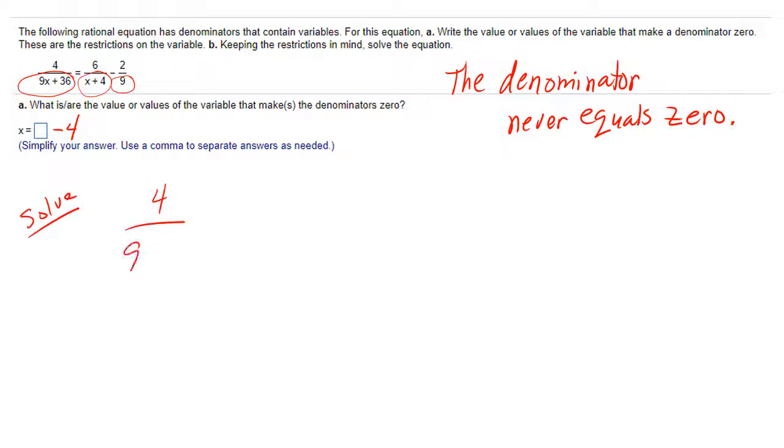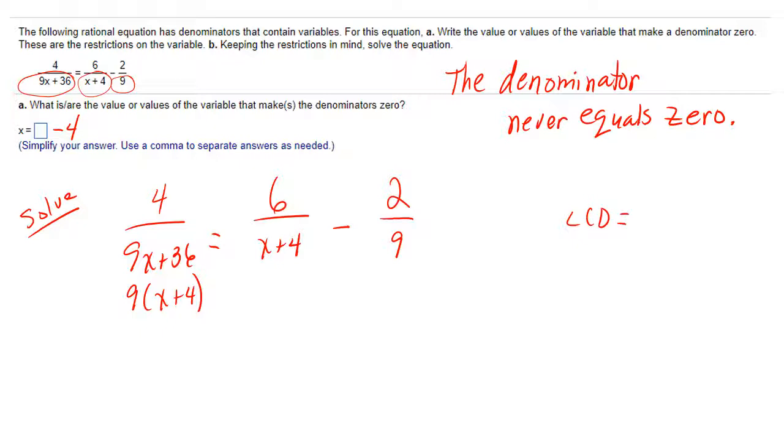I have 4 over 9x plus 36 equals 6 over x plus 4 minus 2 over 9. The first denominator could quickly be factored as 9 times x plus 4. So notice, it's really the same thing as the other two denominators put together. So my least common denominator that I will use to cancel with is 9 times x plus 4. So I'm going to put some parentheses just to make it nice and neat and put my 9 times x plus 4 to the outside. Remember, that's really over 1.